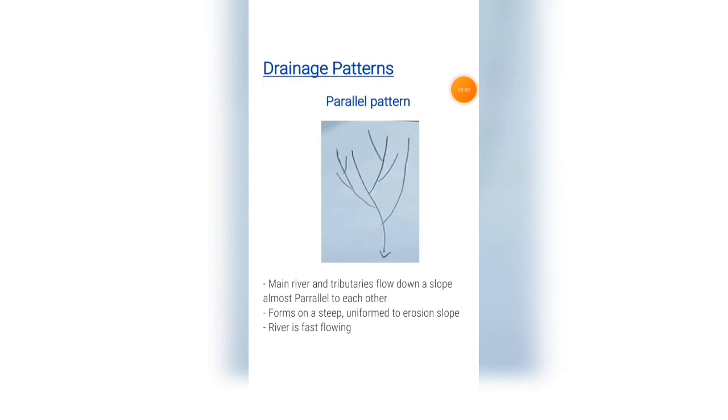The last drainage pattern is the parallel pattern. The main rivers and tributaries flow down the slope almost parallel to each other. This is formed on a steep, uniform-to-erosion slope, and the river is normally fast flowing.